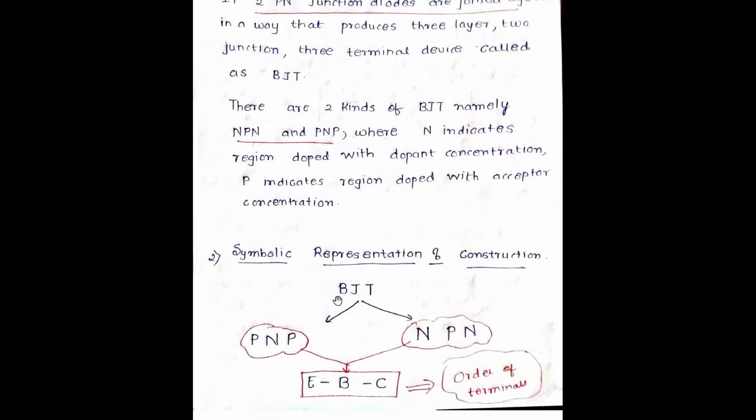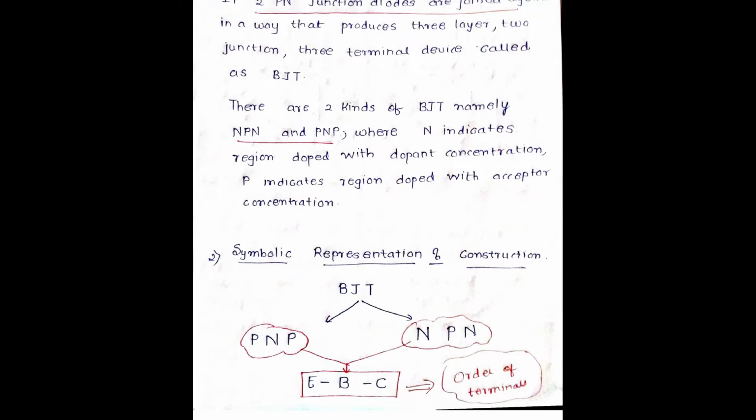Now in a BJT we have PNP and you have the NPN. You have three terminals in this: E, B, C. E is the emitter, B is the base, and C is the collector. You need to understand these terms very well, because these terms will be repeatedly used in BJT understanding and numericals and everything. I'm trying my best to make you understand. If you have any kind of doubts, please do comment in the comment section. I'll try to bring up another video on the same.